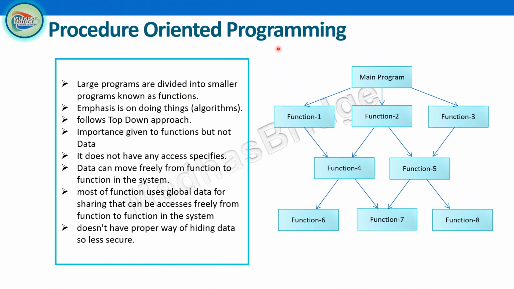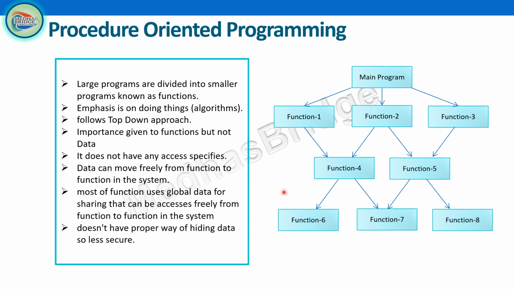Let's look at procedure oriented programming. In procedure oriented programming, large programs are divided into smaller programs known as functions. Let's look at this: a main program, which is a large program, for instance, is further subdivided into multiple functions. A function may have inner subfunctions. It emphasizes more on doing things, like building algorithms. The procedure-oriented programming follows a top-down approach.